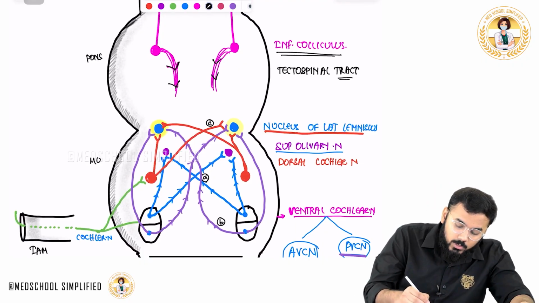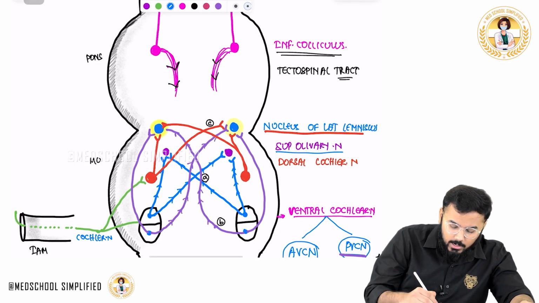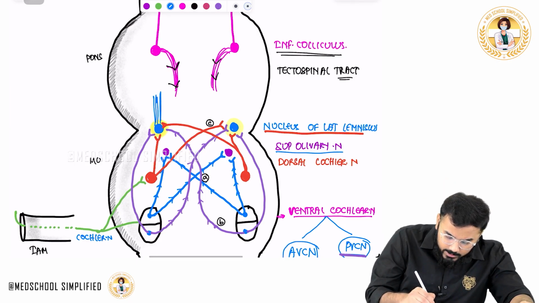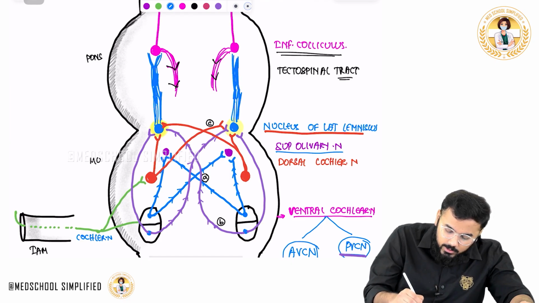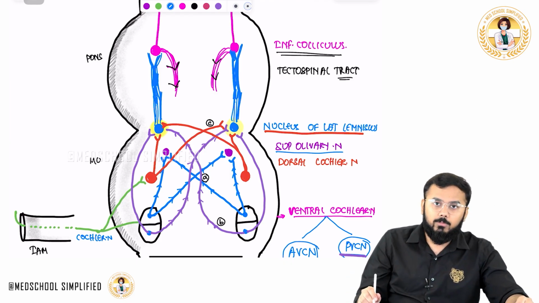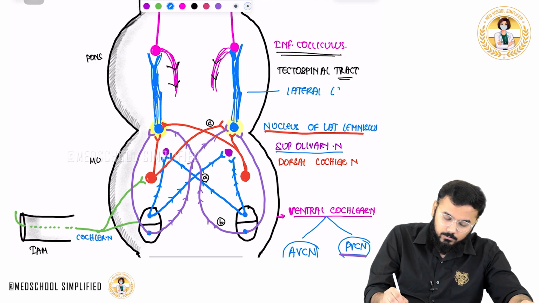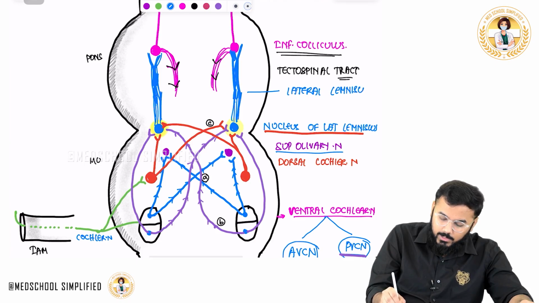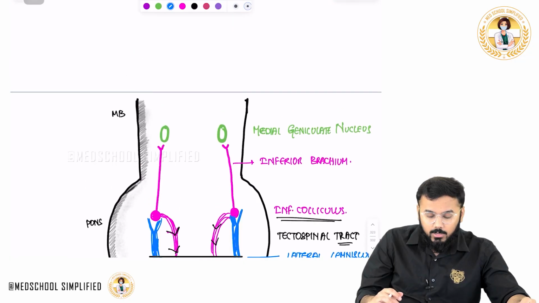Now from this nucleus of lateral lemniscus, you see a lot of fibers that are going up like this, and where are these fibers finally relaying? Your inferior colliculus. Okay. So this group of fibers over here is nothing but your lateral lemniscus. So the lateral lemniscus is activating what? Inferior colliculus, and the inferior colliculus is activating what?